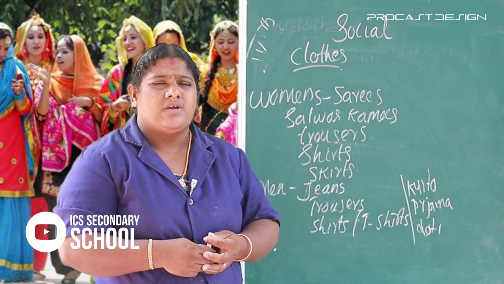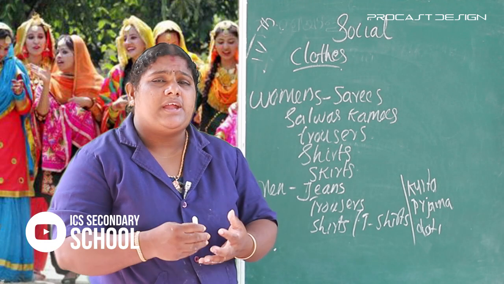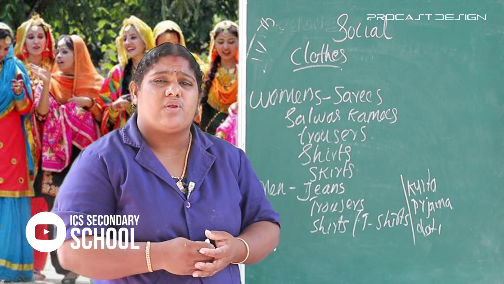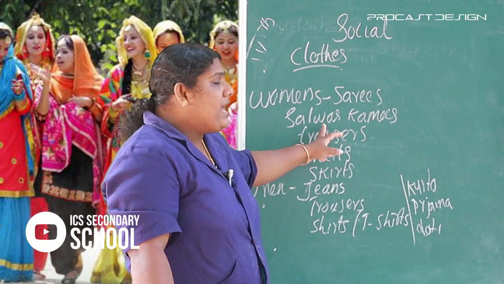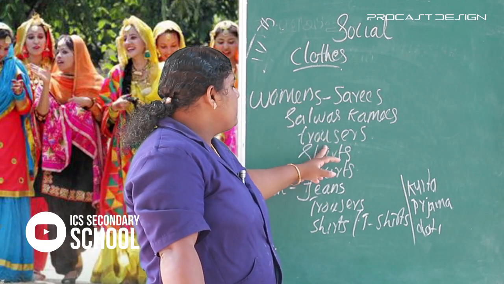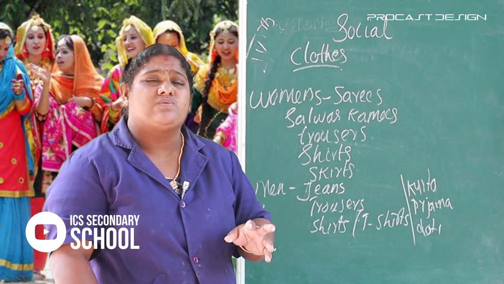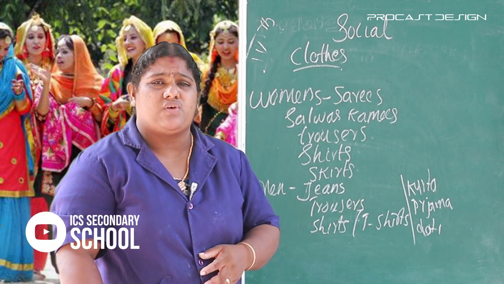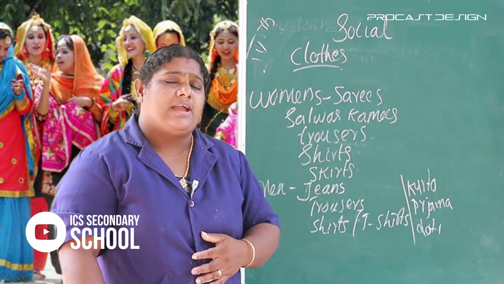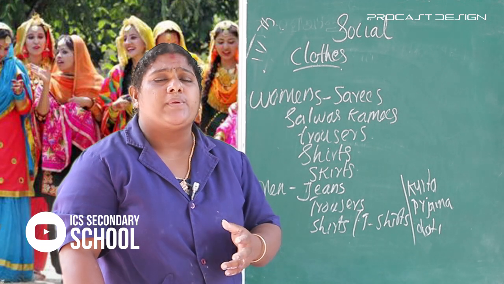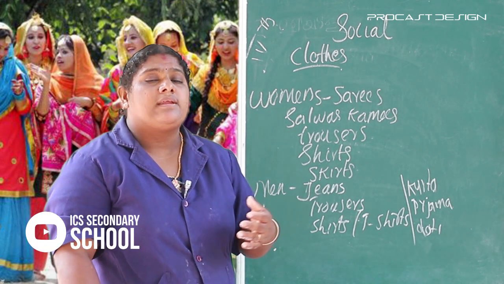So, next you studied about cloth, the dressing styles of clothes in India. Women wear sari, salwar kameez, trousers, shirts and skirts. In some states, sari is worn in different ways in different parts of India, such as the Gujarati, Bengali and Coorg styles. For instance, the way of wearing sari in Gujarat, Bengal and Coorg is different from other regions.